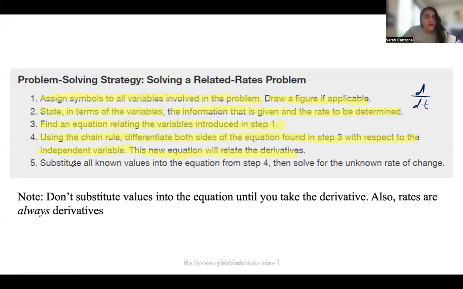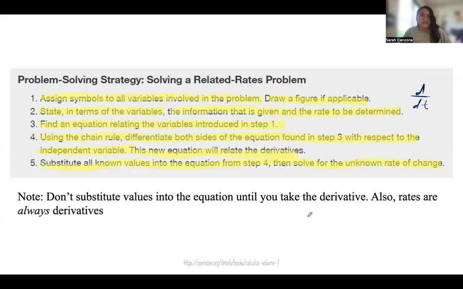And then 5, after we take the derivative, we want to substitute all of the values that we have into the equation and solve for what it is that we're looking for. A very, very important note is that we don't want to substitute things in too soon. You might be inclined to create a volume formula and say, oh, I know the radius, let me plug it in. The radius is not going to be a constant.